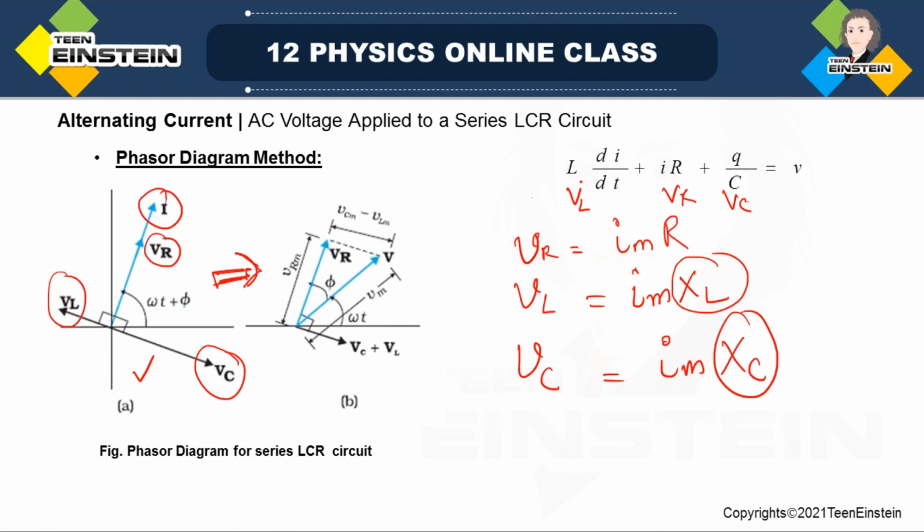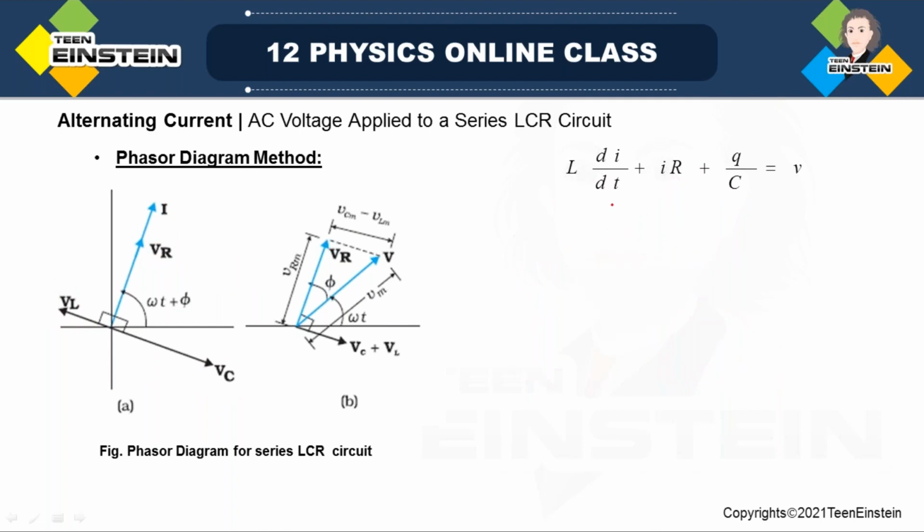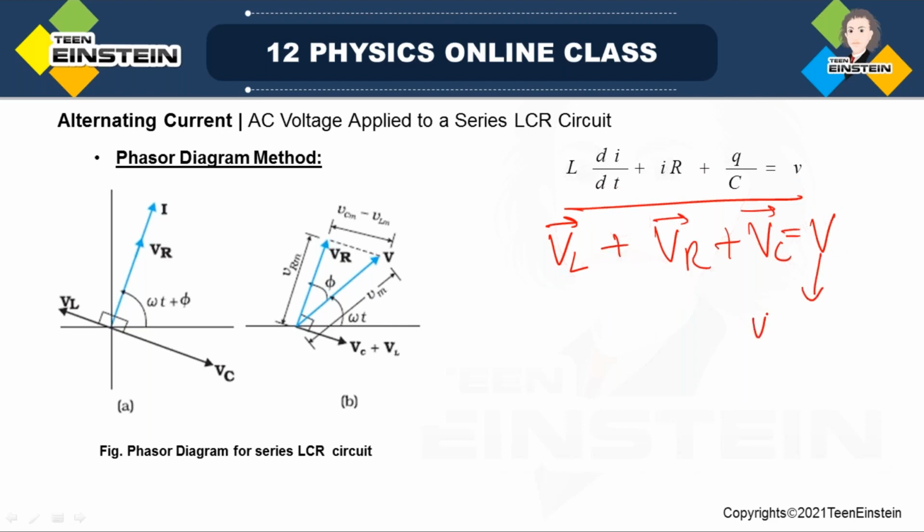You have to solve by vector addition. So these are vectors, these are all vectors. Now from this equation we can write this is a phasor, a vector. This is the VR vector, and this is the VC vector, and this is actually V, the voltage across the source. Okay, voltage across the source.